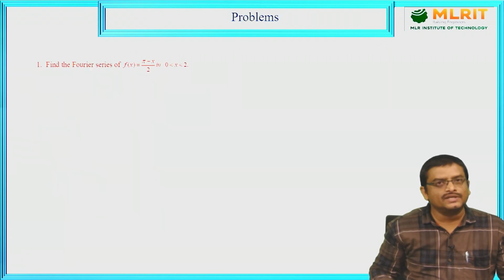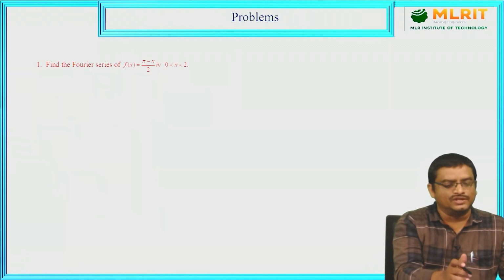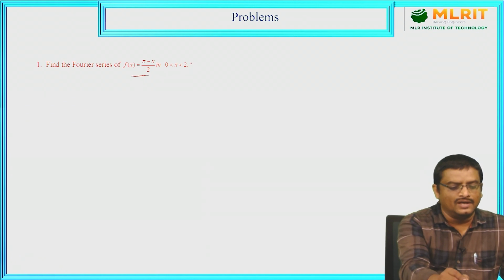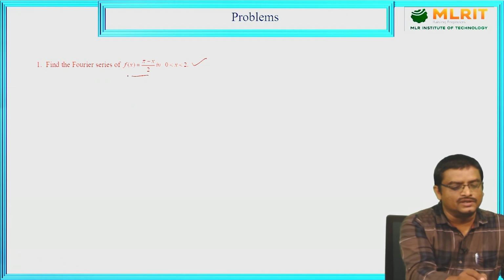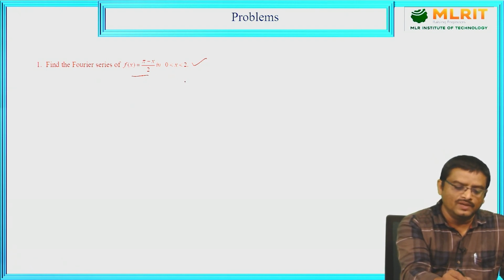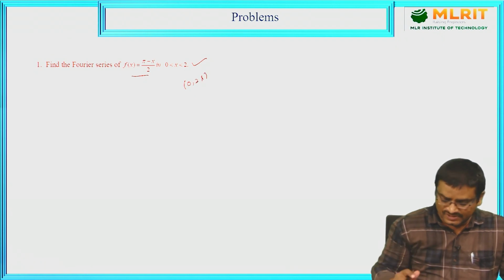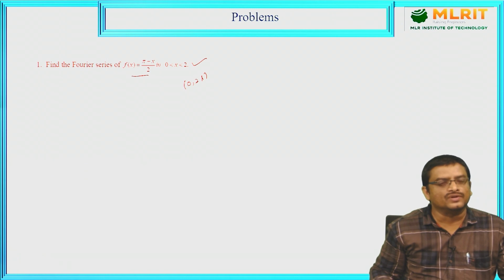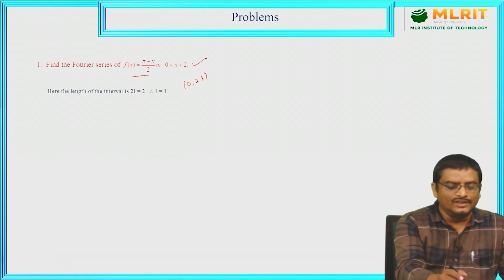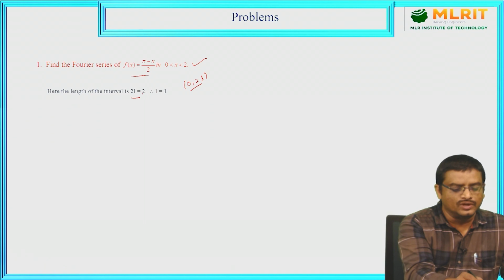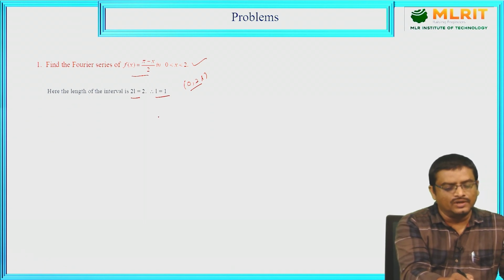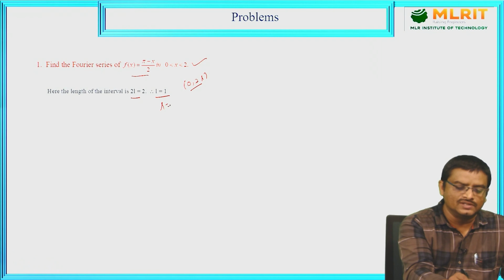Now let us take one example of how to find the Fourier series of a function when the interval is given as 0, 2. Whenever we want to find the Fourier series in the interval 0, 2, we immediately compare this interval with 0, 2l. Now we will see the steps involved. Here the length of the interval is 2l, and this is equal to 2, so 2l is equal to 2. From this we will get the value l is equal to 1.